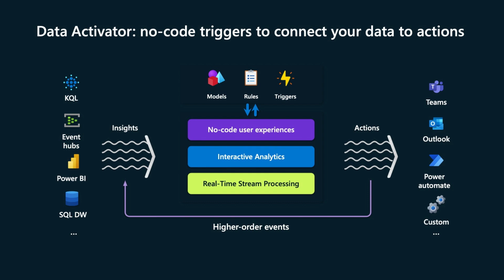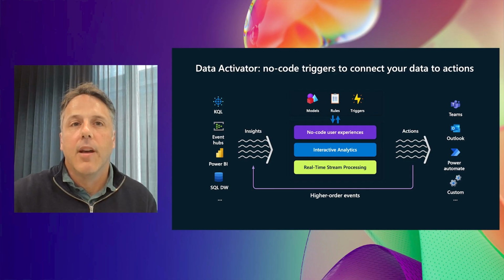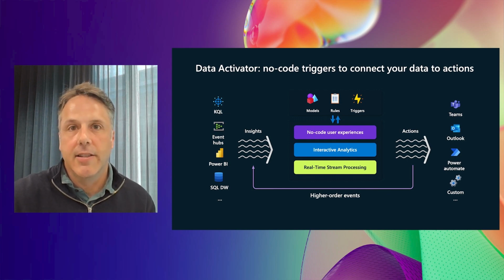It's not limited to real-time data though. You can connect to slower-moving data in warehouses and Power BI datasets too. Then, Data Activator gives the business analyst a no-code tool for defining triggers on that data. The business analyst tells Data Activator which patterns to detect. Then, when Data Activator detects those patterns, it triggers an action.